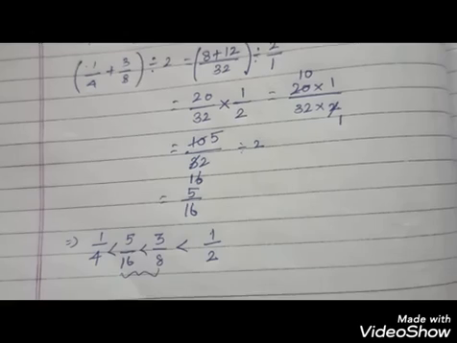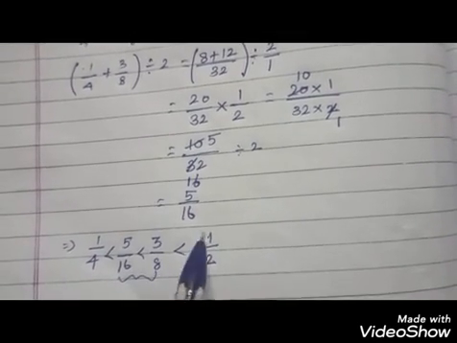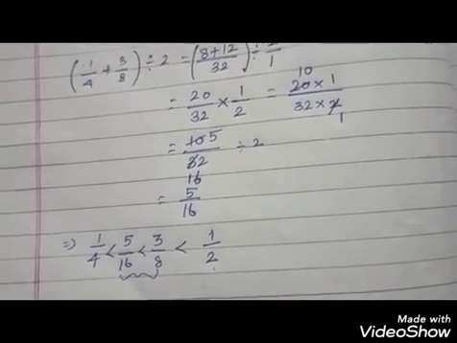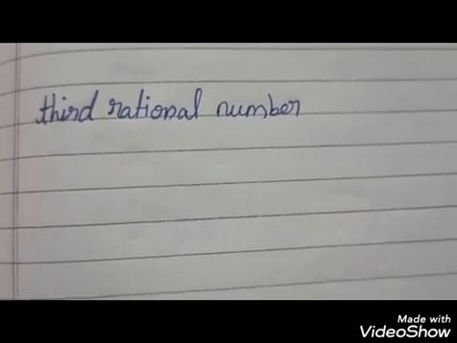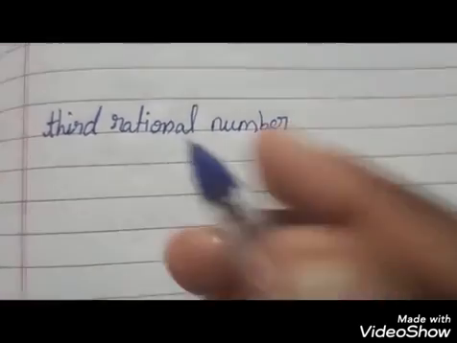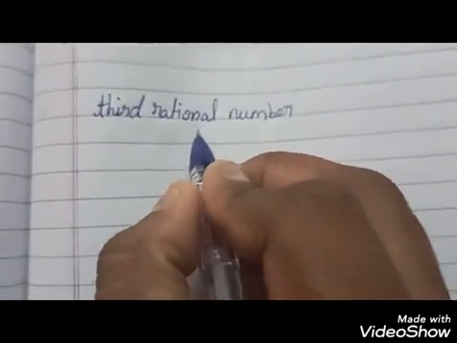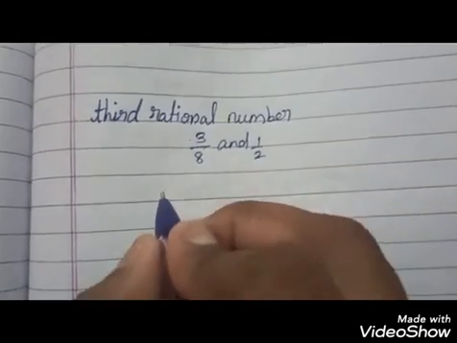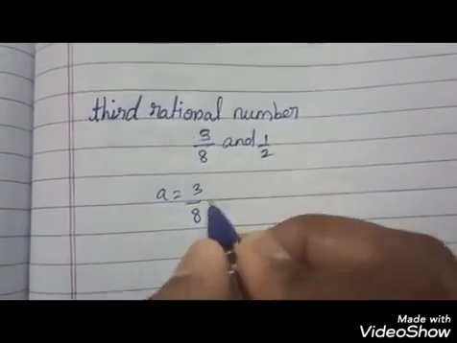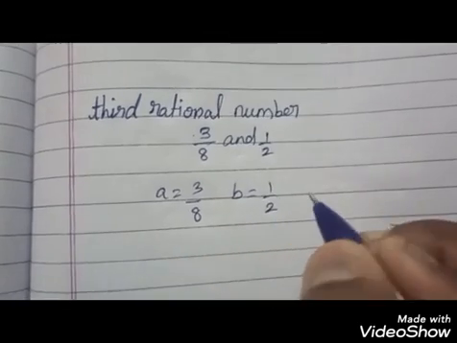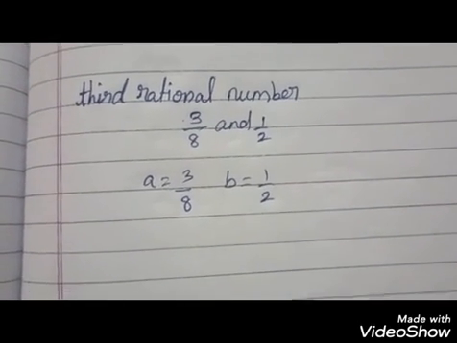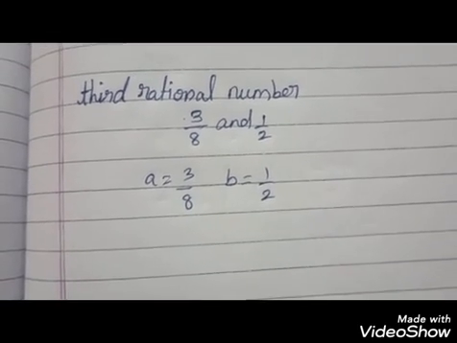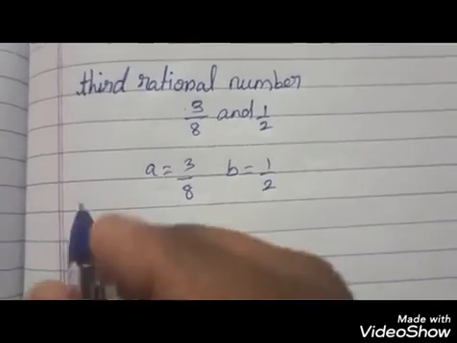The same way we move on, and we now take 3 by 8 and 1 by 2 to find another rational number, that means the third rational number. So for the third rational number I have to take 3 by 8 and 1 by 2. Clearly you know that A equals 3 by 8, B equals 1 by 2. Whatever rational numbers you have to take, the first one you take as A, the second one as B, and directly you apply the condition.